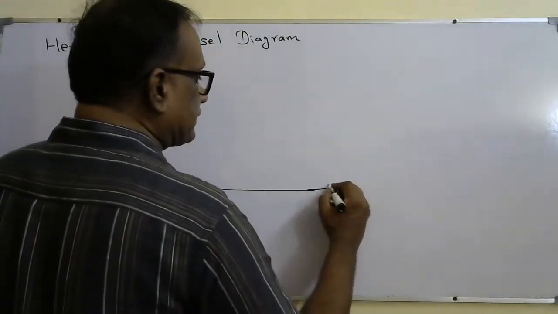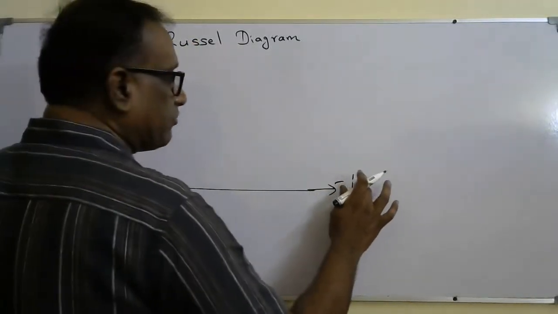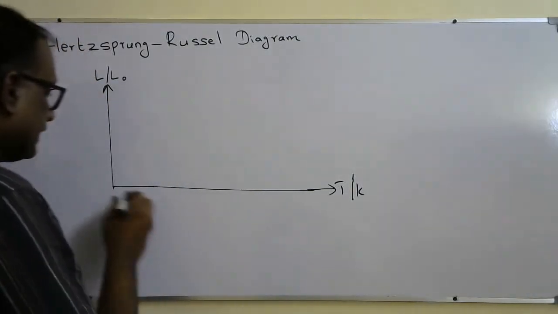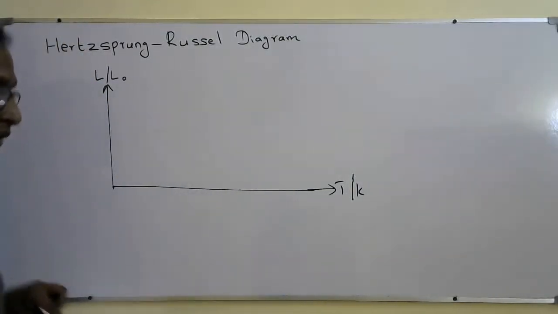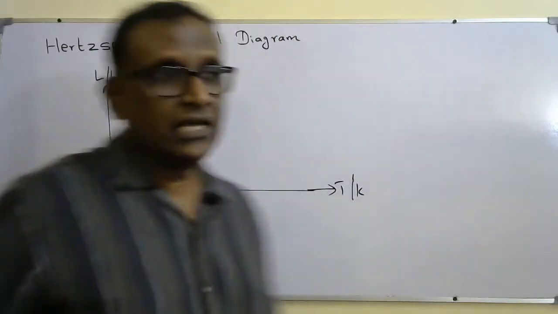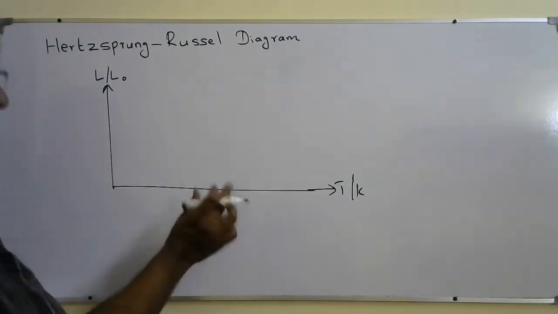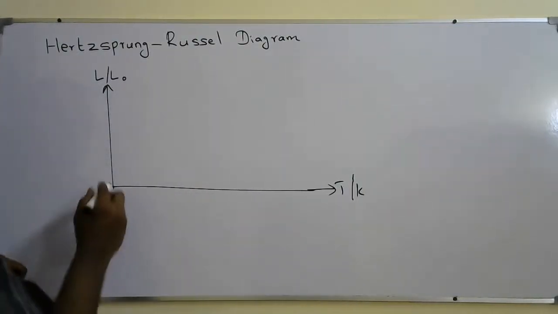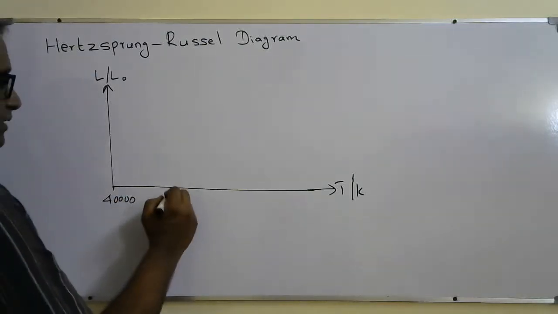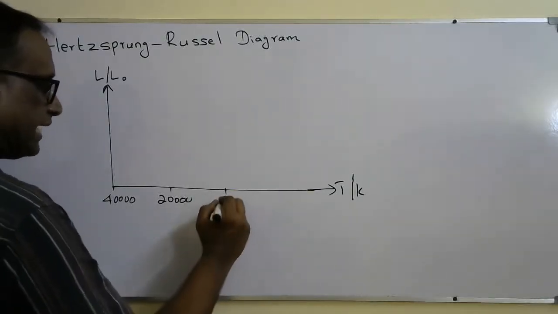Here the x-axis is marked in a different way. Normally in graphs, we start from lower to higher, but here it's marked from higher to lower. It starts with 40,000 or 60,000. It's marked with equal ratio, not equal intervals. So be careful. It's 40,000 Kelvin, then 20,000. The difference is 20,000. Here it's 10,000.